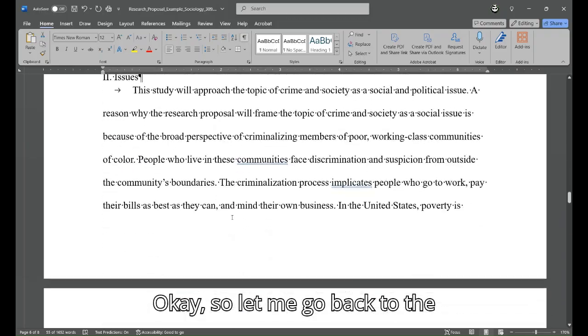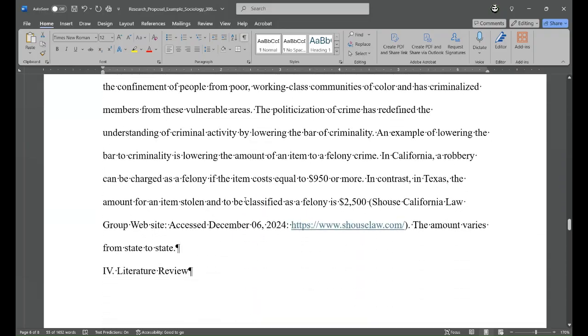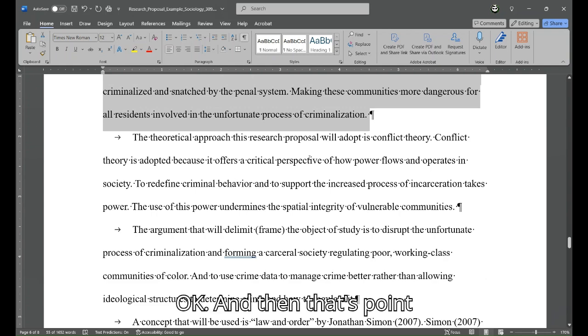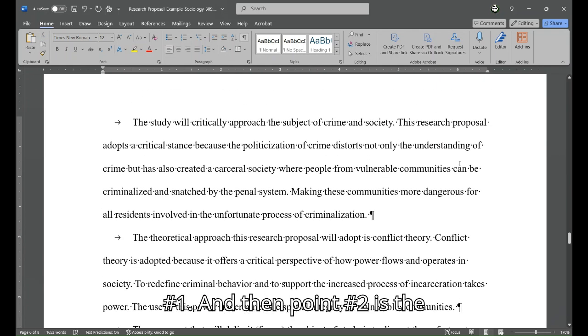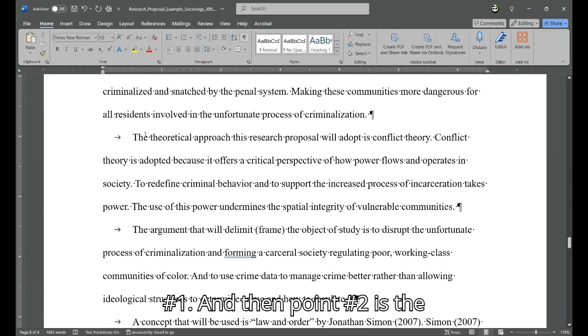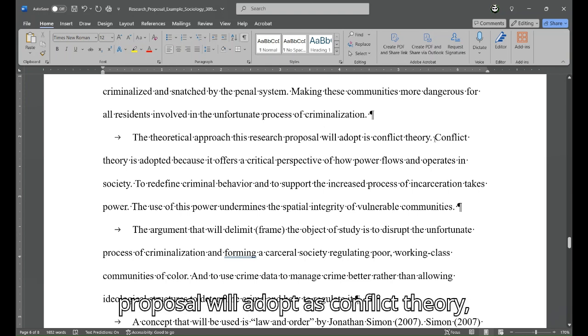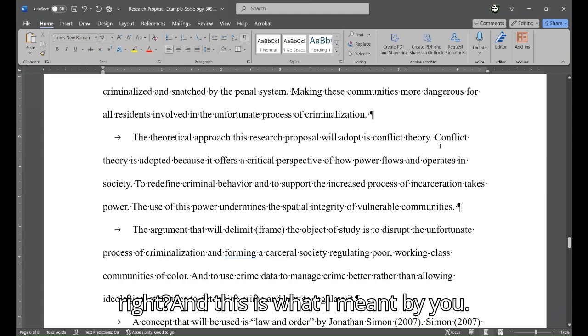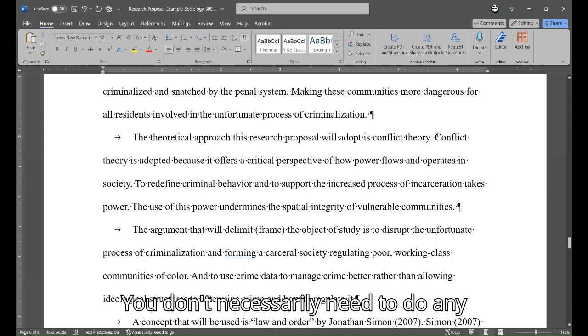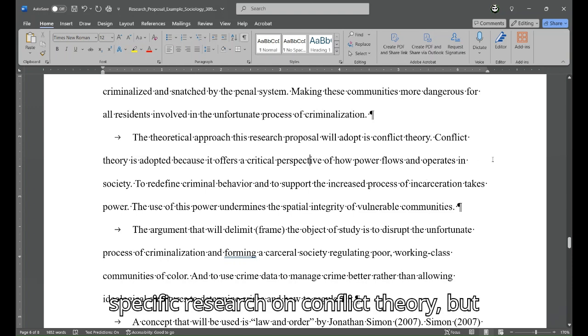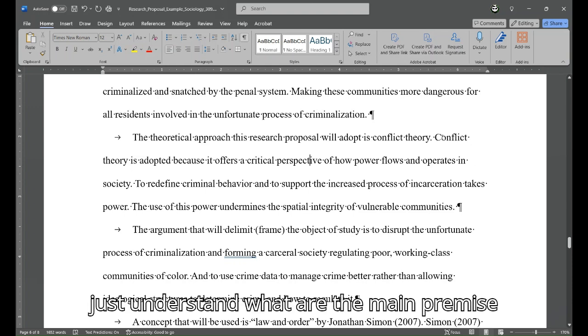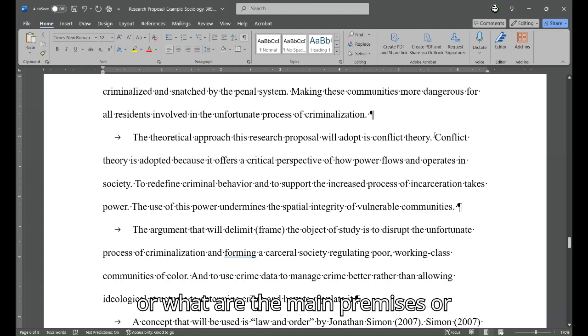Okay. So let me go back to the introduction. Okay. And then that's point number one. And then point number two is the theoretical approach this research proposal will adopt is conflict theory, right? And this is what I meant by you don't necessarily need to do any specific research on conflict theory, but just understand what are the main premises or assumptions of conflict theory.